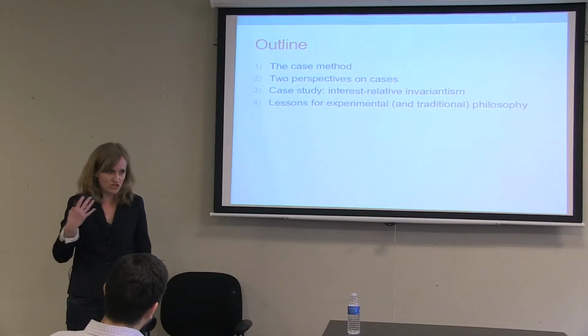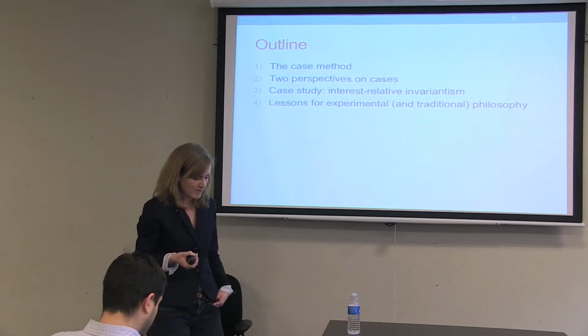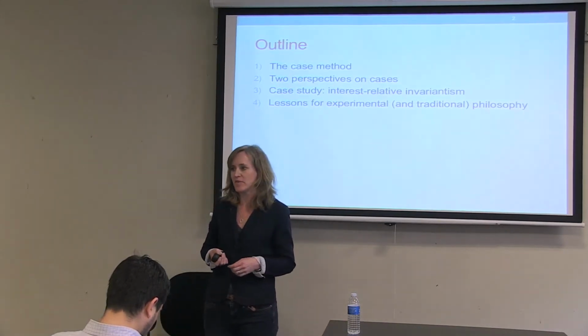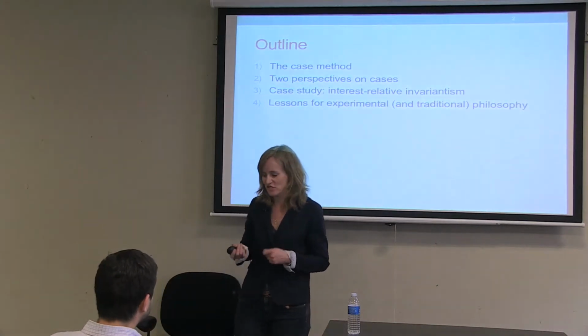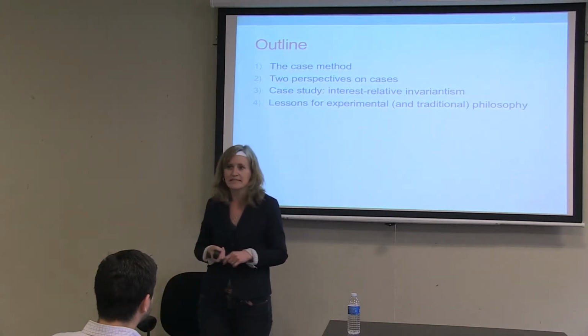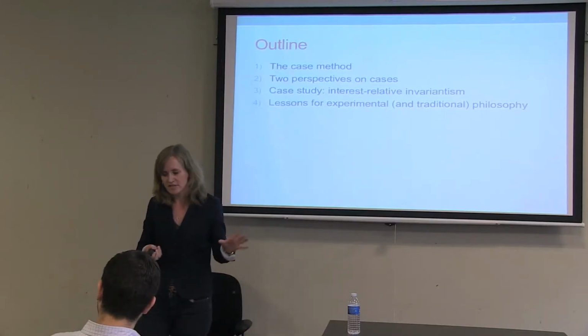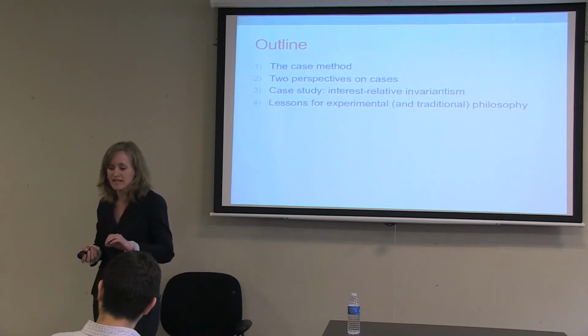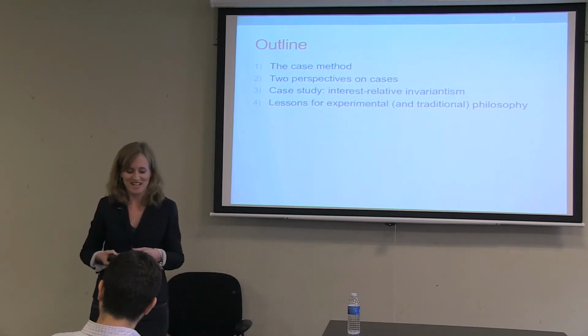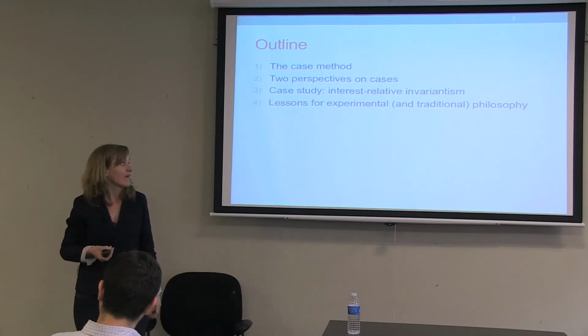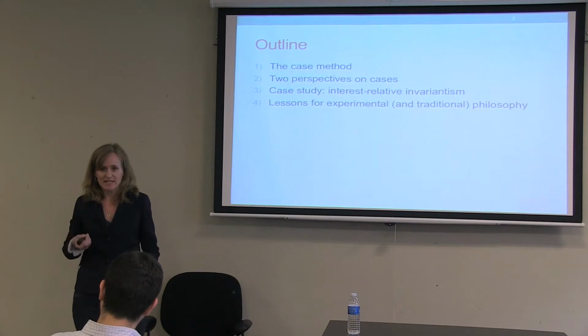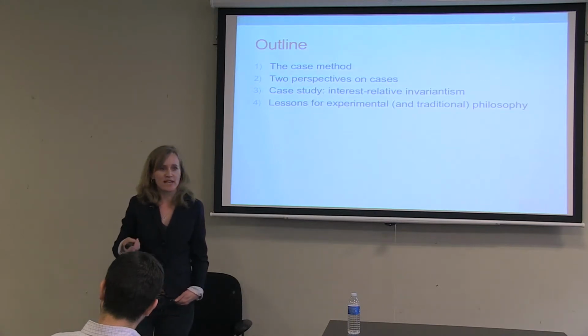So I'll give some sort of general worries about the shift in perspective from the sophisticated experimenter to the naive participant. And I'll run through a case study of some stories and some pairs of stories that motivated a position in epistemology known as interest-relative invariantism. Interest-relative invariantism originally came out as a traditional armchair-driven approach in philosophy, and it got certain challenges from experimental philosophy. And at the end, I'll try to extract some lessons, both for experimental philosophy and for traditional philosophy.